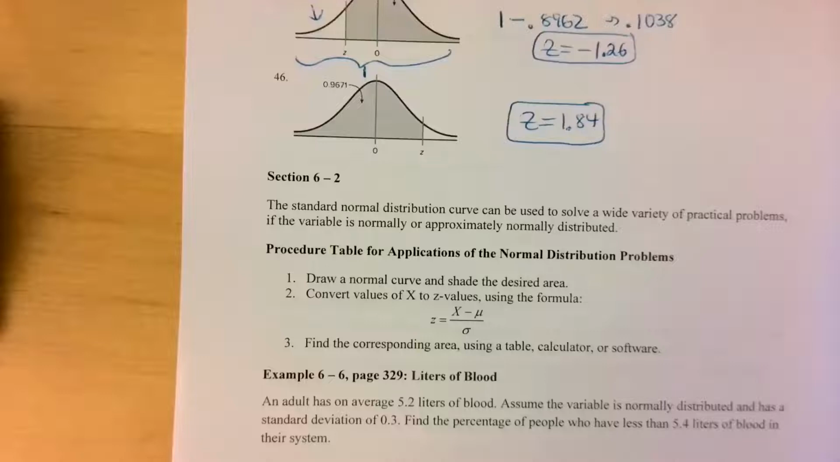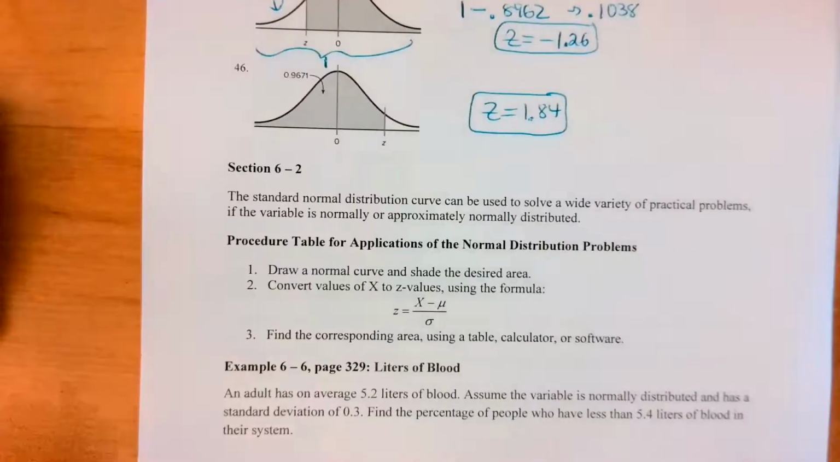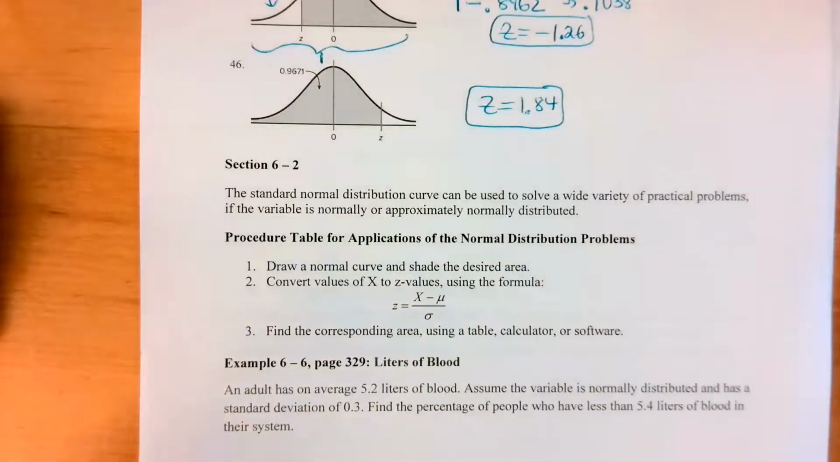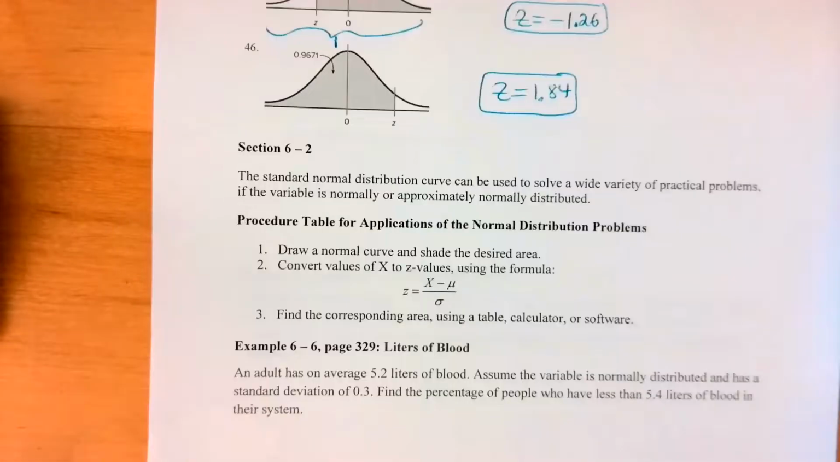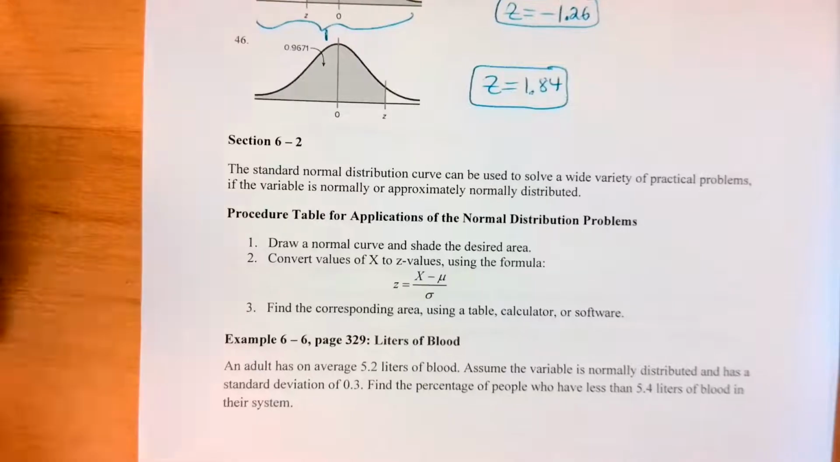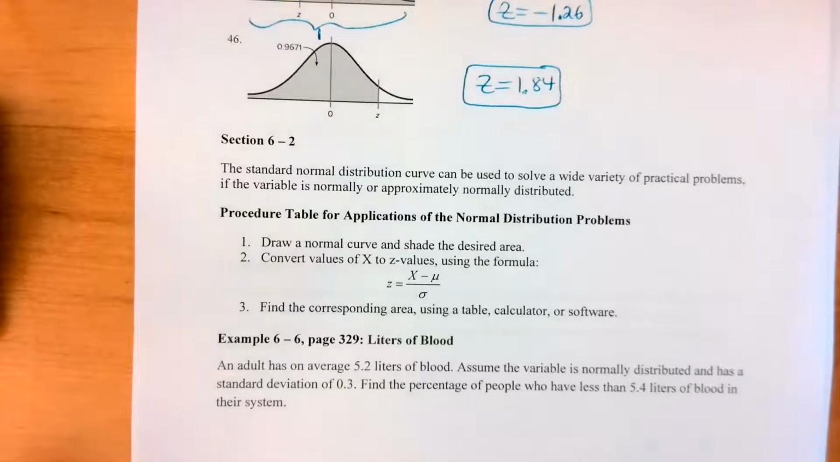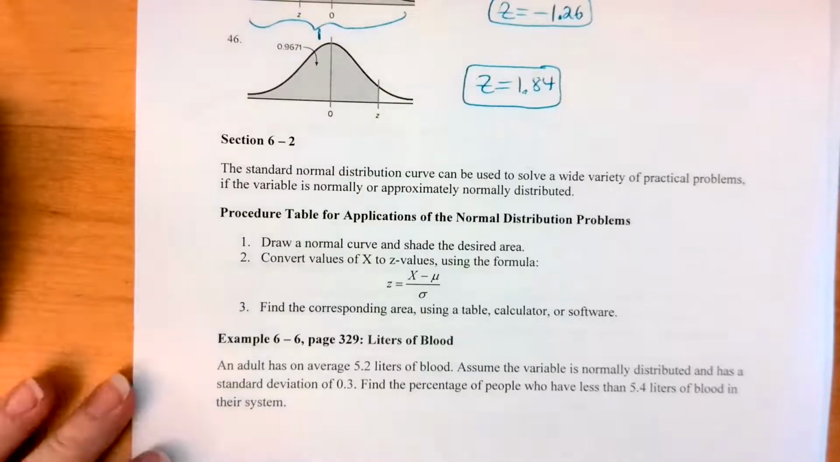Okay, so now we're going to go over section 6.2. We've learned in section 6.1 how to draw, shade, and look things up in the z-table, how to find z-scores, how to find area. So now we're going to use that to apply to applied problems that are normally distributed, which is what happens a lot in the real world. A lot of real world distributions are normally bell-shaped distributions.